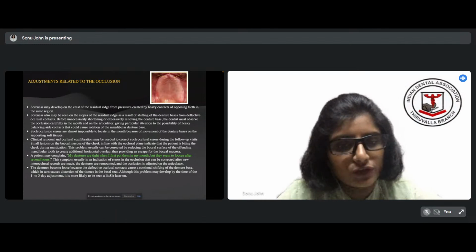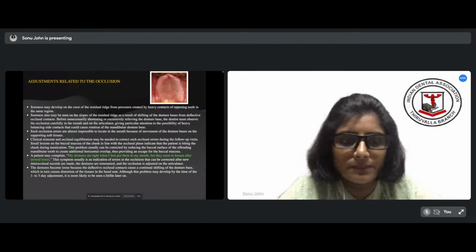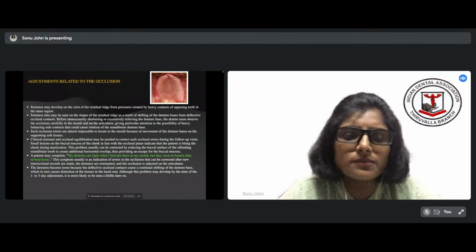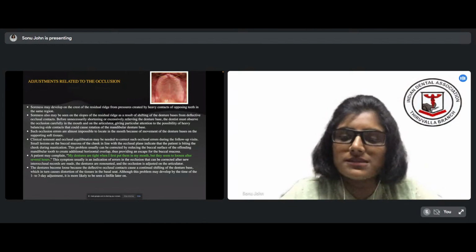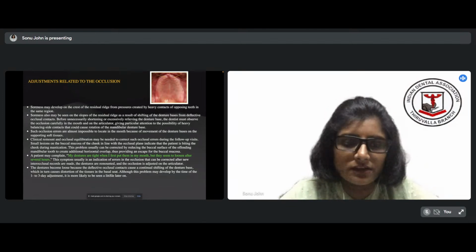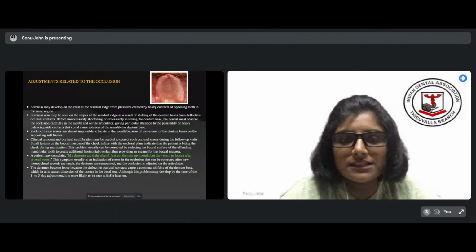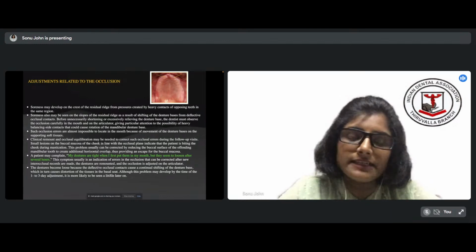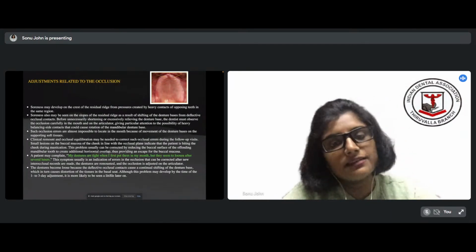So again, what you do is remount the dentures and adjust the occlusion in the articulator. The denture becomes loose because of deflective occlusal contacts, which cause your denture base to shift, which in turn causes distortion of the tissue in the basal seat, which leads to the sore spot. Although this problem may develop by the time of the 1 to 3 day adjustment, it is more likely to be seen later as well.